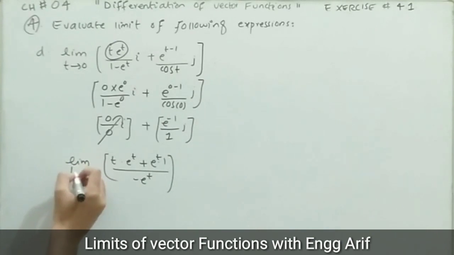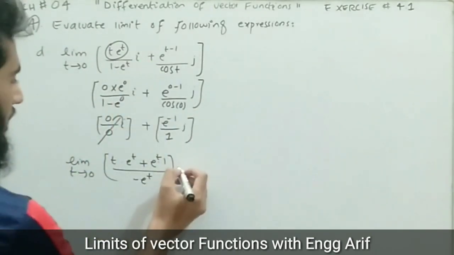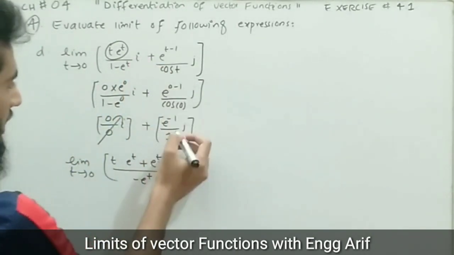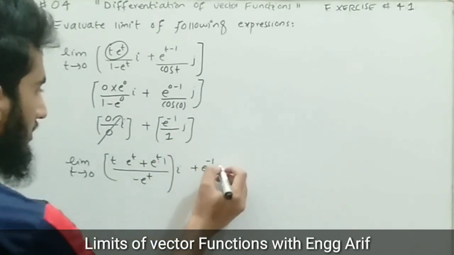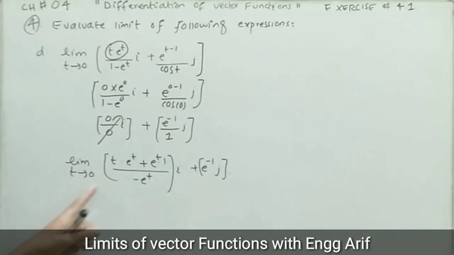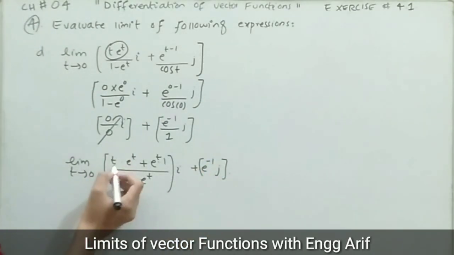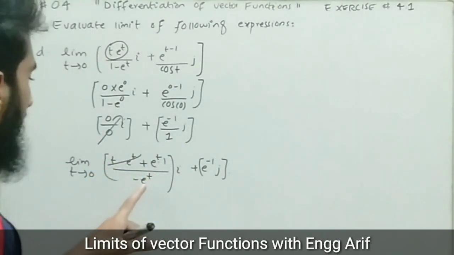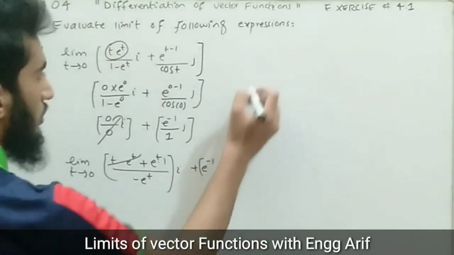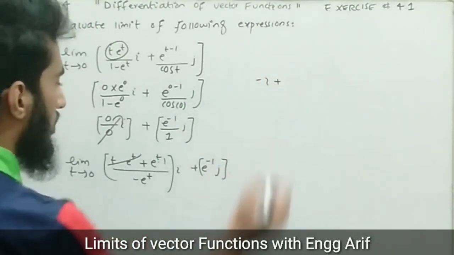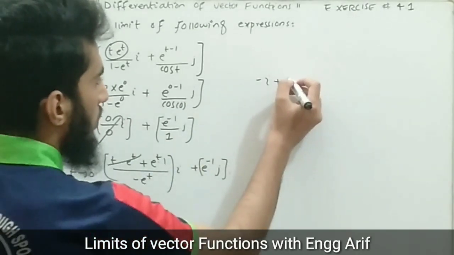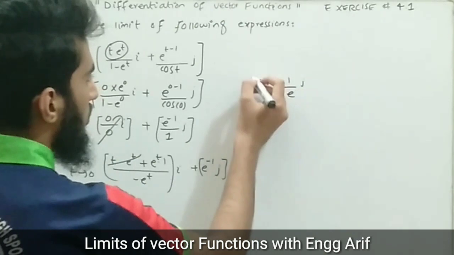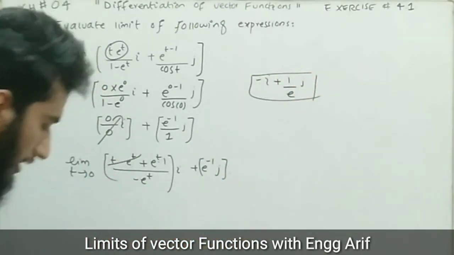So limit t approaches 0, and over here we have the i vector, and over here the value is plus e power minus 1 and j. Now over here I will apply the limit, so if I put t as 0, it will again give us 0, and over here e power t cancels out with e power t, we are just left with minus 1, so it becomes minus i. Minus i and plus e power minus 1 can be written as 1 over e. So over here we can write 1 over e into j. So this is the required result for part D.